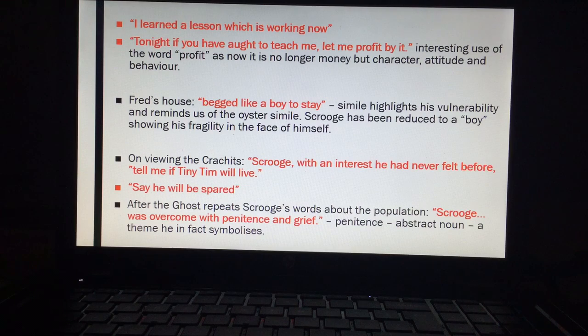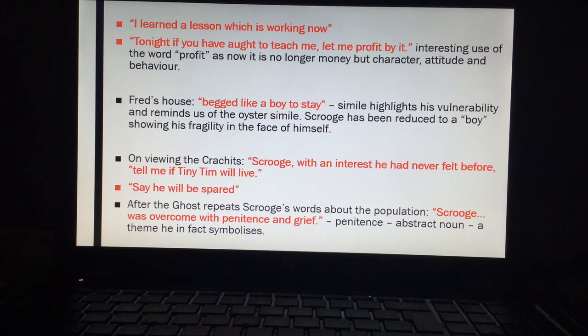Now, again, Dickens has been very interesting with his use of language here. The word profit, we normally refer to money with this, don't we? Now, there's interesting use of the word profit here because it does not refer to money anymore. So Scrooge is not talking about profiting via money and financially, but he is talking about profiting in terms of his person, his character, his attitude, his behaviour, and that is huge.